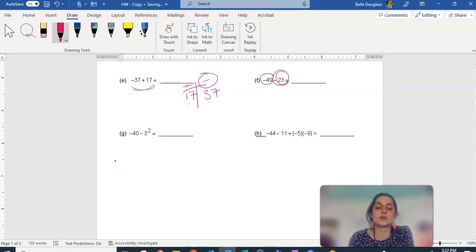Even if you have negatives and you're focused on integers, you are still doing order of operations, so exponents comes before subtraction. And then you can have negative 40 and 9 more negatives, which makes 49 negatives. Same deal, follow your order of operations when you're doing this problem.